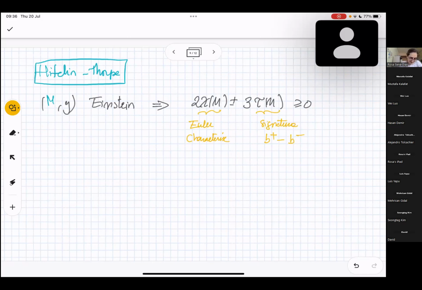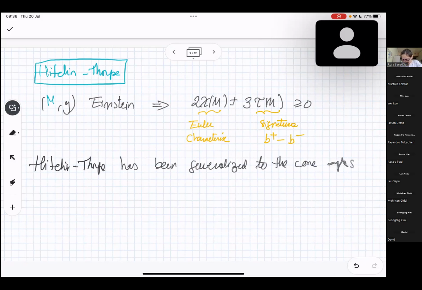This is Hitchin-Thorpe, and now Hitchin-Thorpe has been generalized to the cone angle setting, which is my setting in the first part of the theorem. So for m equals 1, we get Einstein metrics with a cone angle. It has been generalized to the cone angle setting by Atiyah and LeBrun in 2012.